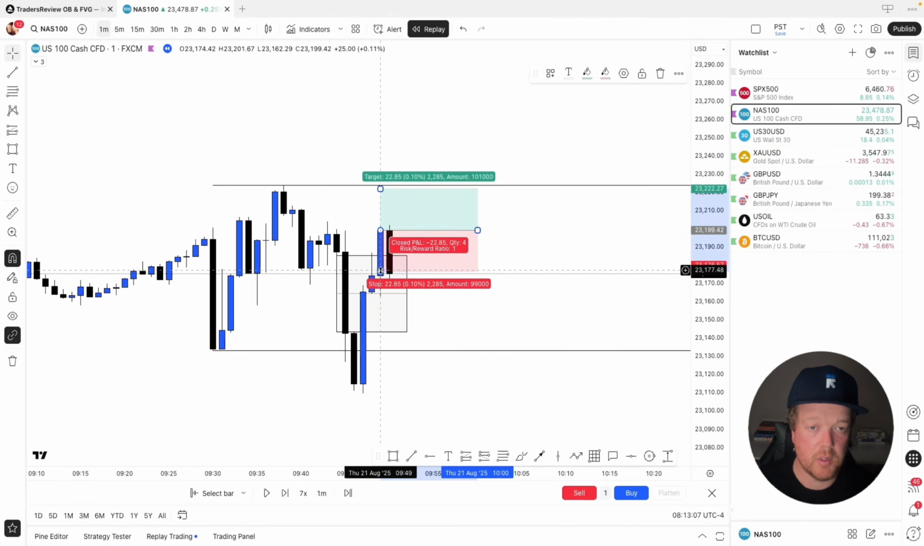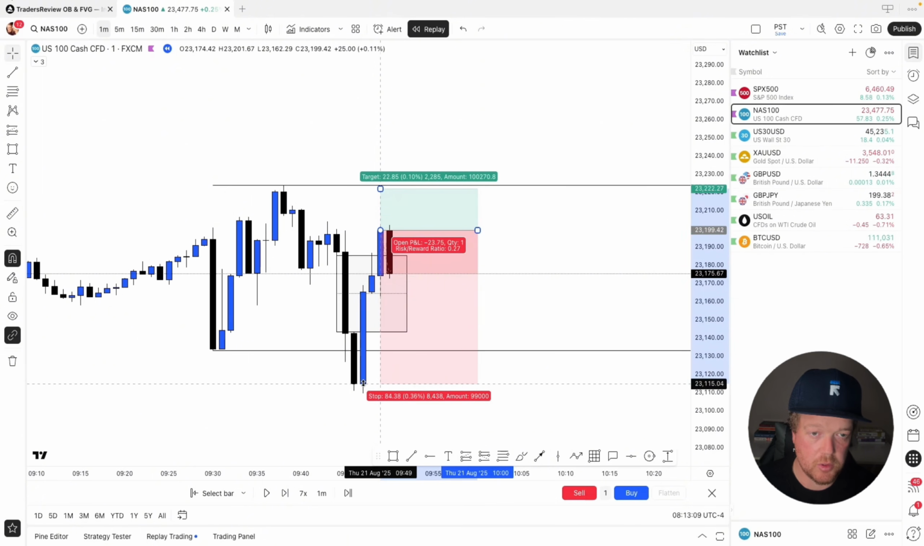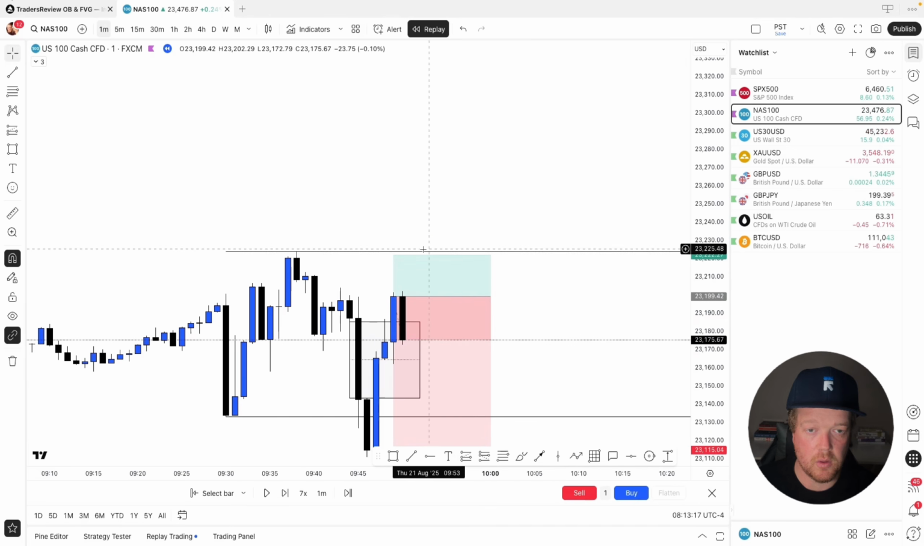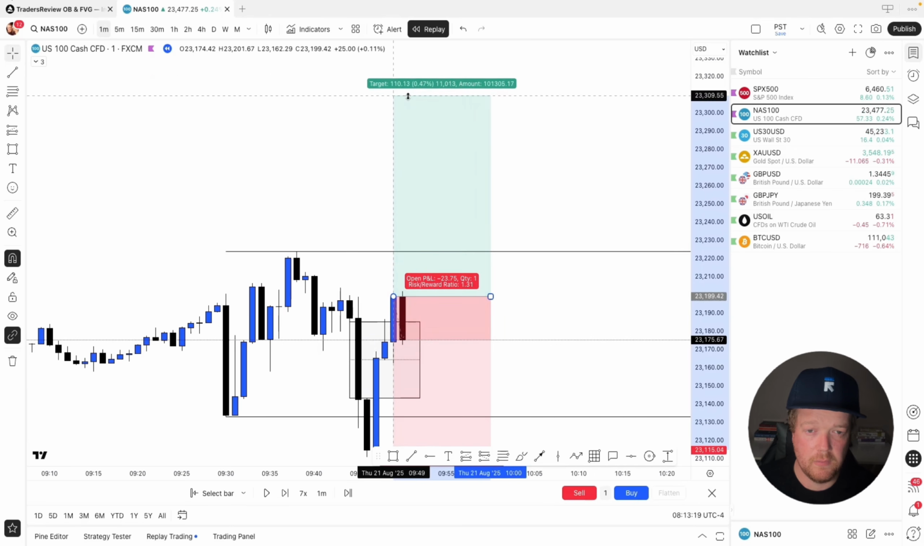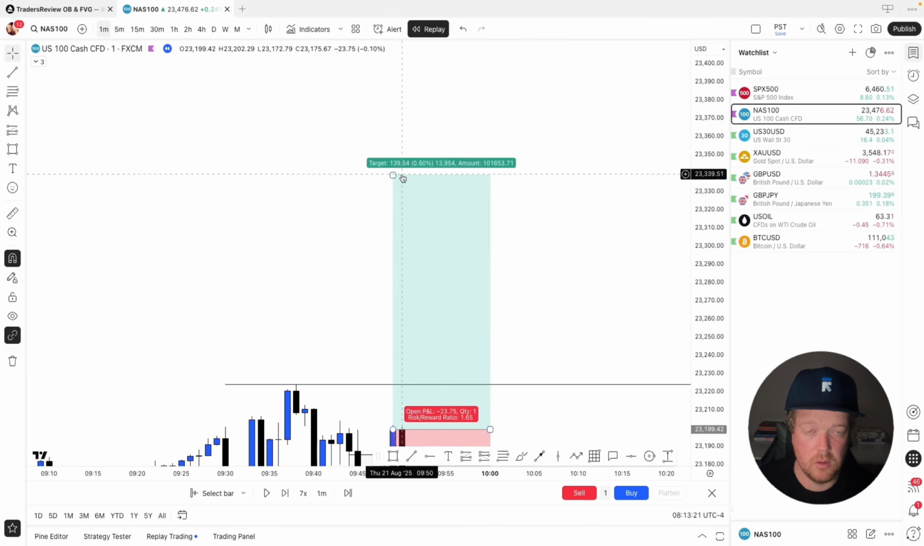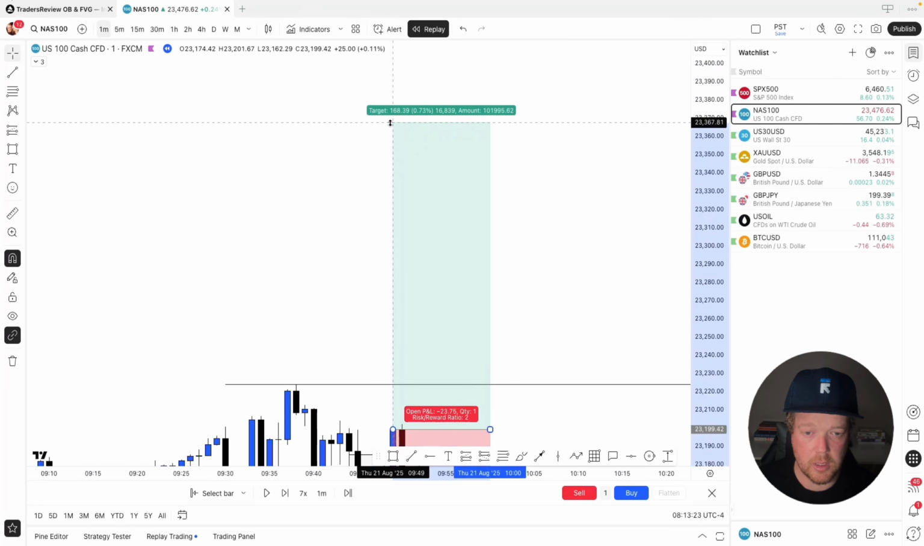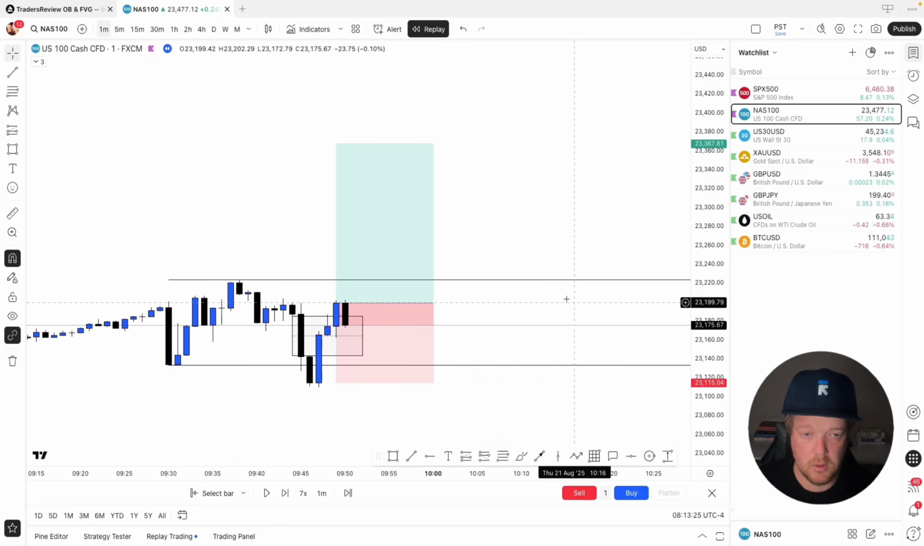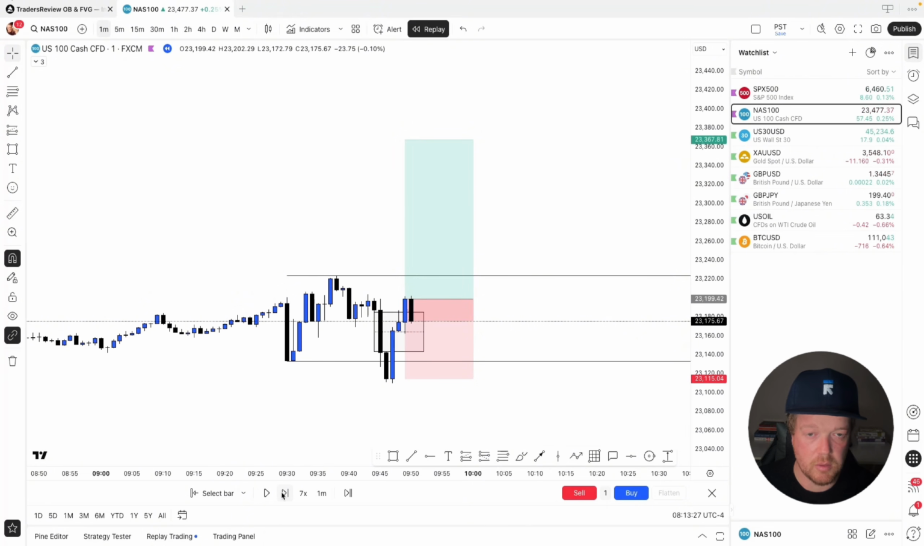And where do we put our stop loss? We're going to put our stop loss at this low right over here. You can put it either at the wick or at the body. And we are going to target a fixed 1 or 2 risk to reward trade. Let's see how this one plays out.